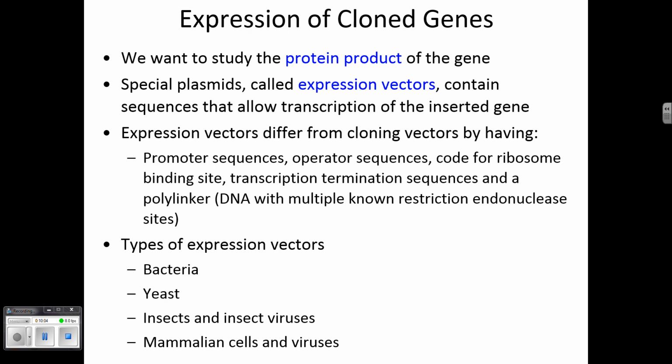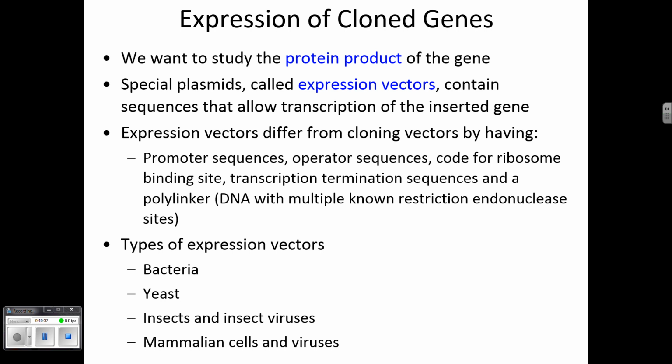We have the code for a ribosome binding site. So whenever we produce the mRNA, it will bind to a ribosome so we can allow the translation to occur. We also have transcription termination sequences that tell it, okay, you've transcribed all of the DNA that we're interested in. And then also, really important is the polylinker. This is the piece of the expression vector that we know exactly where the restriction endonuclease sites are found. So we can cut and insert our DNA where we would like.